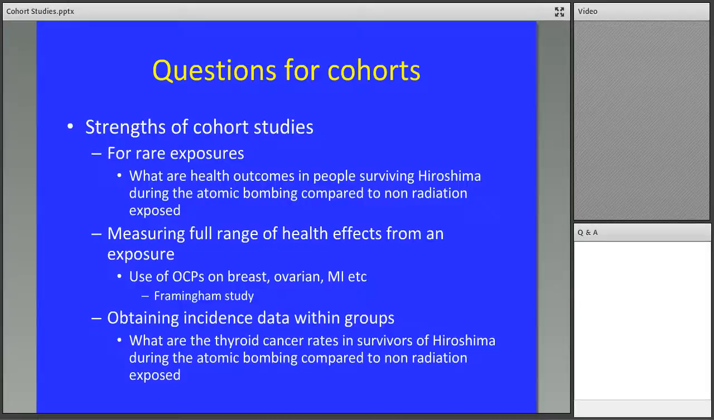And then again, you can get incidence in groups. So, for example, a helpful thing to know: what are the thyroid cancer rates in survivors of Hiroshima during the atomic bombing compared to the non-radiation-exposed groups?